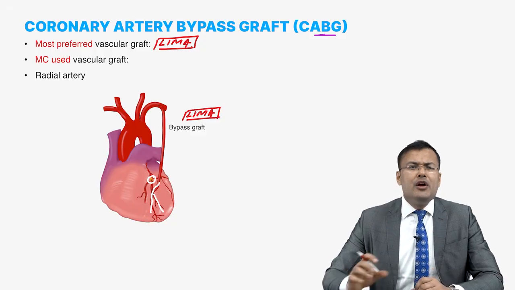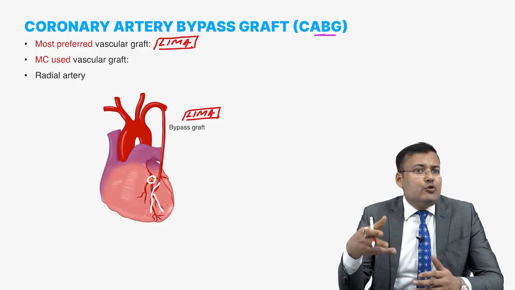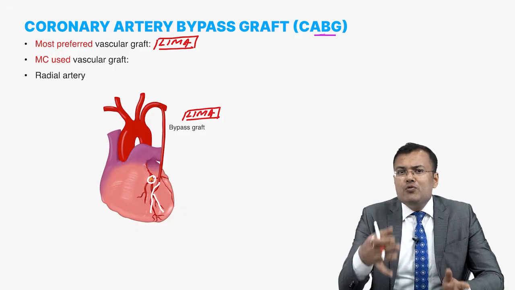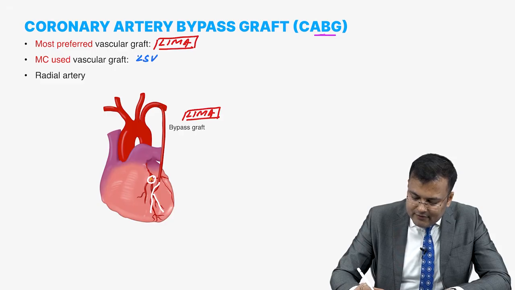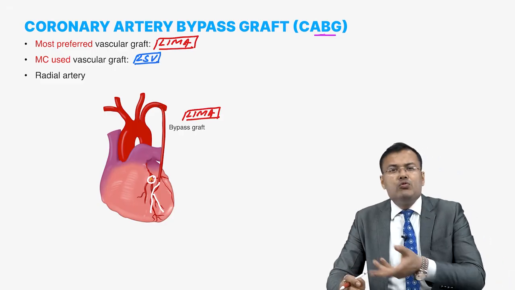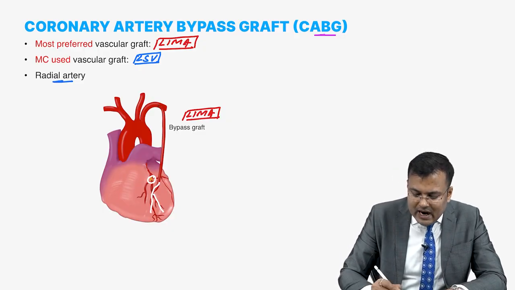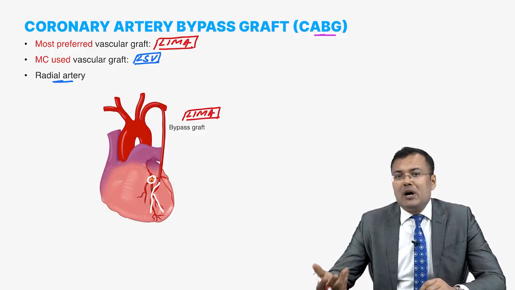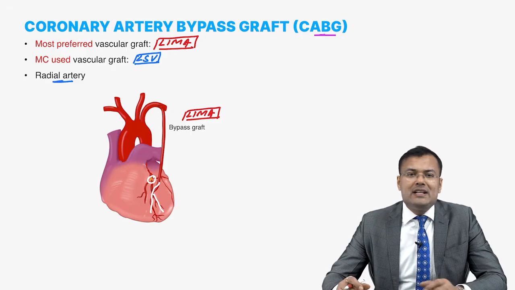But what is the problem? Usually when the patient has triple vessel disease or double vessel disease, you have to use another graft because we have only one LIMA. So the most commonly used vascular graft is long saphenous vein. Why? Because it's very long, so we can go for 2-3 bypasses with long saphenous vein. Nowadays we can use radial artery also for CABG. So most preferred LIMA, most commonly used long saphenous vein. Another graft which can be used is radial artery.